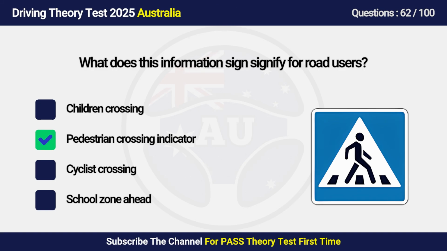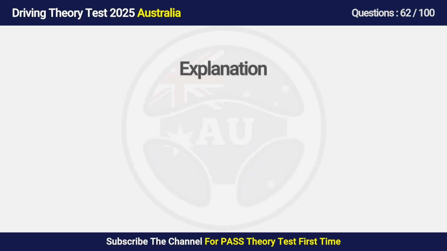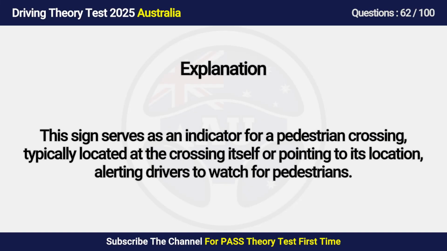Answers is B. Pedestrian crossing indicator. This sign serves as an indicator for a pedestrian crossing, typically at the crossing itself or pointing to its location, alerting drivers to watch for pedestrians.